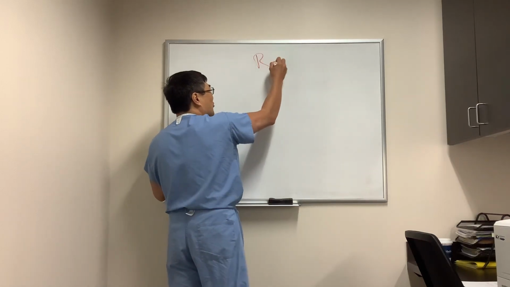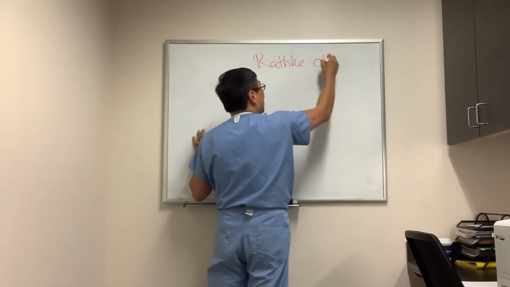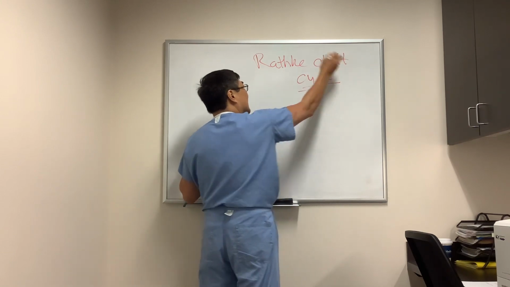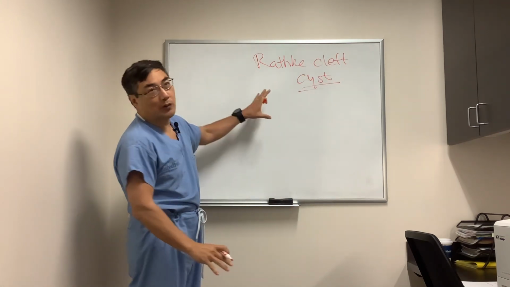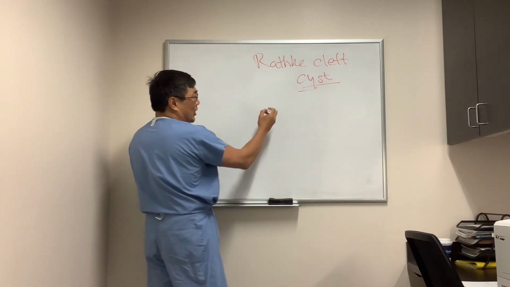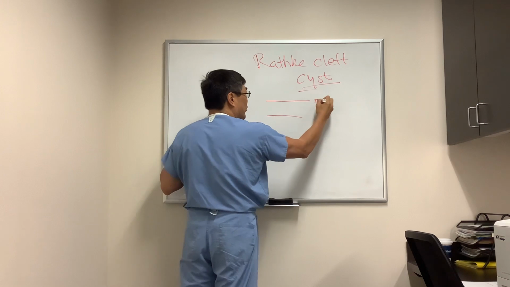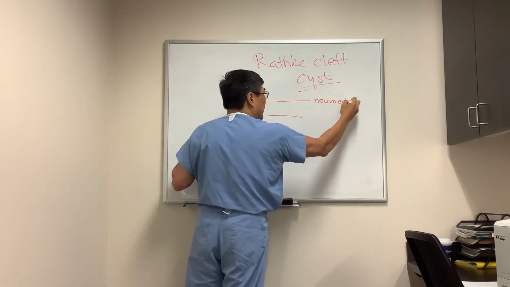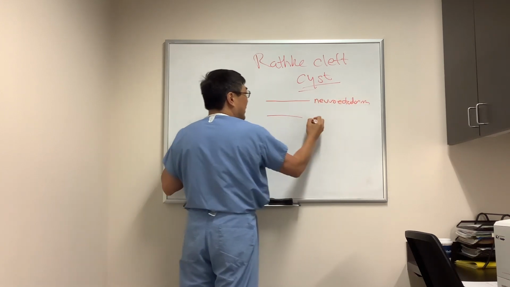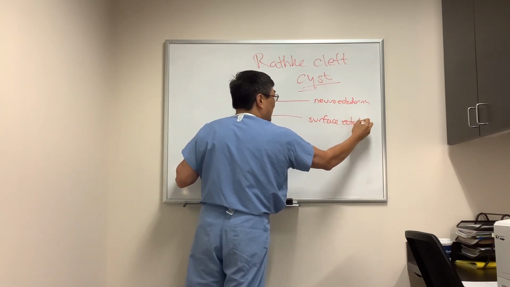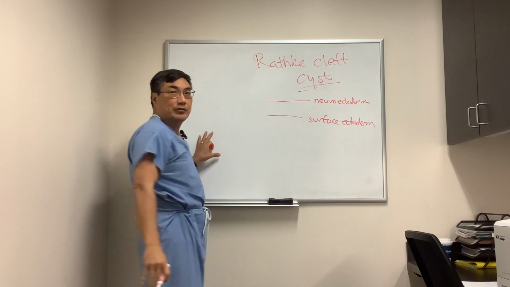So we're going to be talking about the Rathke cleft cyst. And in order to understand the pathologic cyst of the Rathke's cleft, you have to know what the normal looks like. And so the normal embryology of the pituitary gland, it's a combination of neuroectoderm, which is going to form the posterior pituitary, and surface ectoderm, which is going to form the anterior portion of the pituitary.